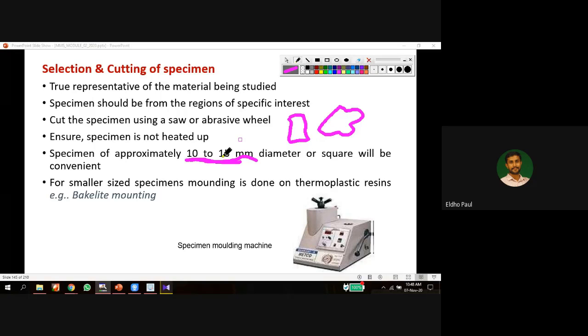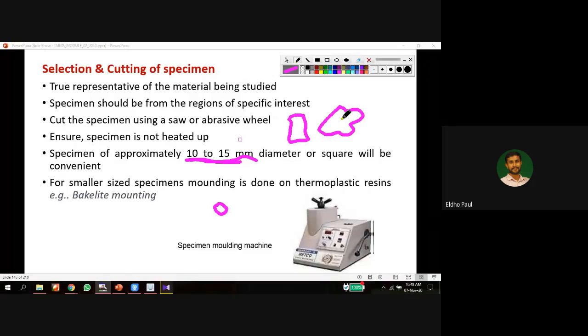We cut the specimen, and commonly we use a 10 to 50 mm diameter circular specimen, or a square specimen. And if we have to use a very small specimen, as in some cases, then we use a mounting technique. By using the mounting technique, what is the advantage?